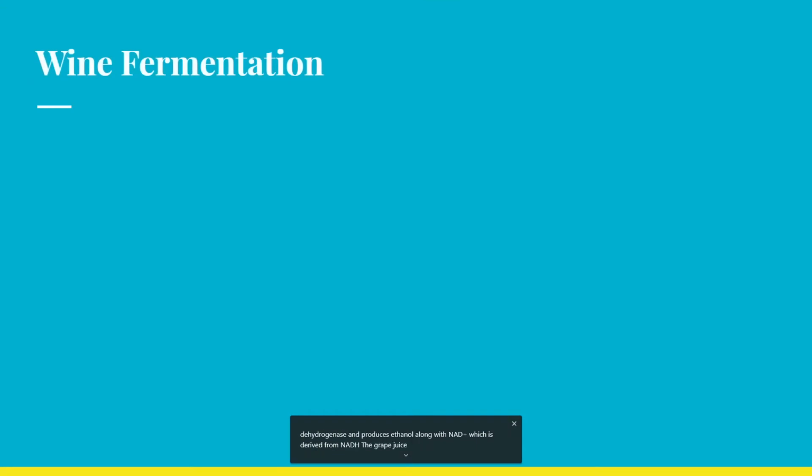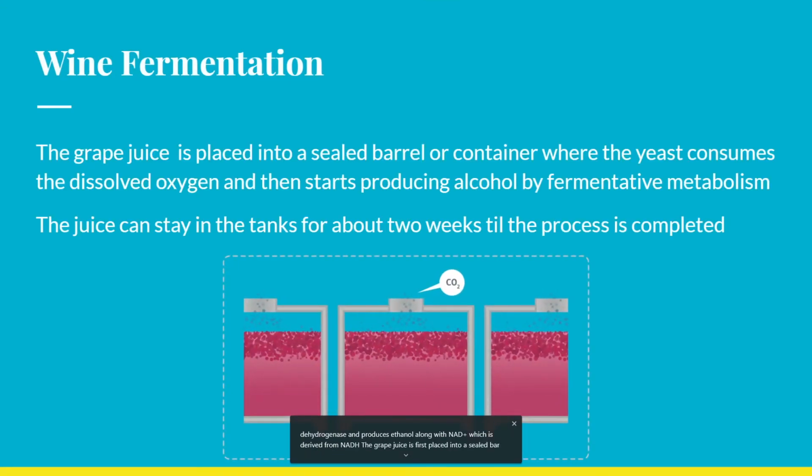The grape juice is first placed into a sealed barrel or container where the yeast consumes the dissolved oxygen and then starts producing alcohol by fermentative metabolism. The juice can stay in these tanks for around 2 weeks until the process is complete.